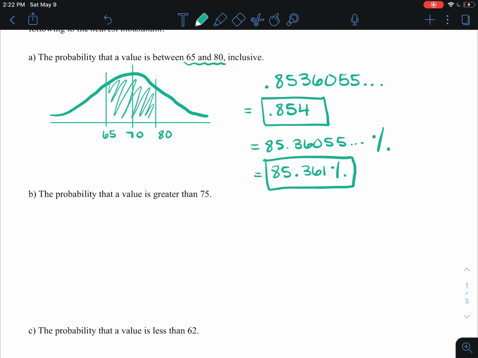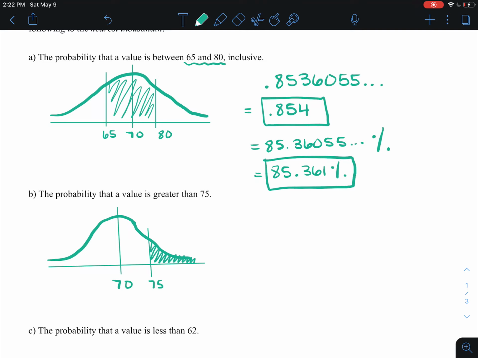Okay, second question. Same mean and standard deviation, but now we're being asked to calculate the probability that we have a value greater than 75. So again, the visual here, we're looking at a normal curve where the mean again is our 70. And now we're saying, okay, well, what's the probability? 75 would be somewhere off to the right of 70. And what's the probability the value is greater than that? So now I'm looking for the right side of 75 and above.